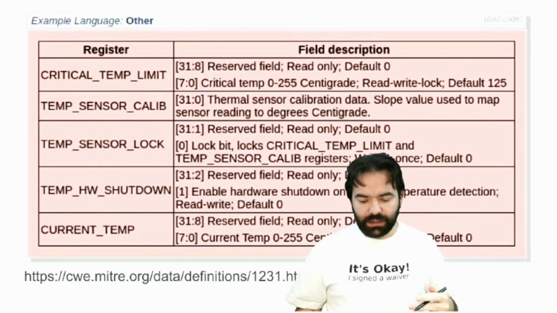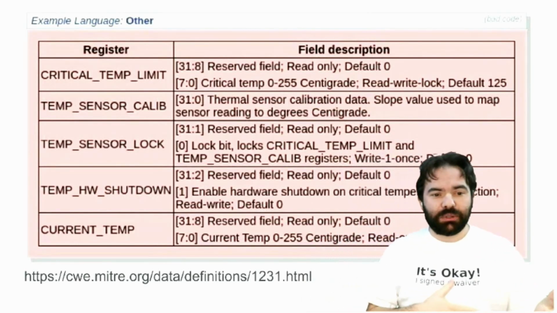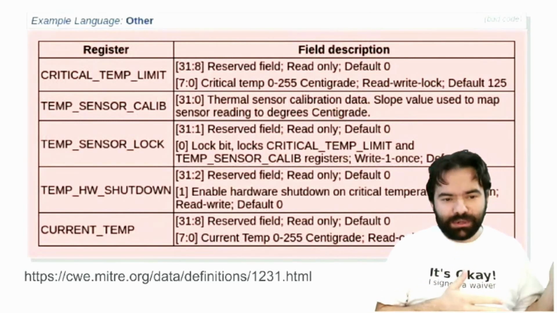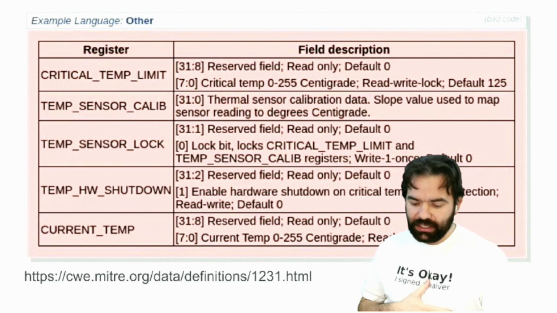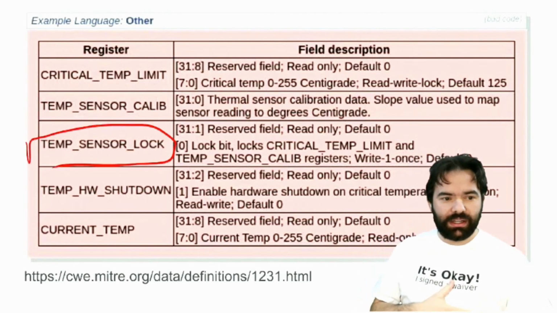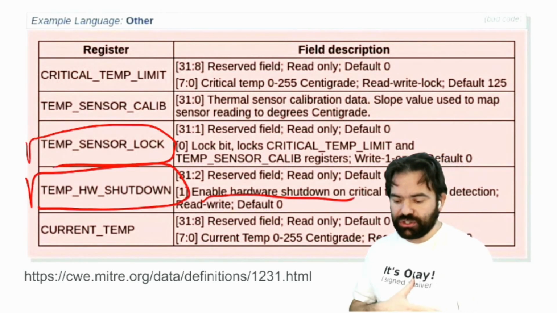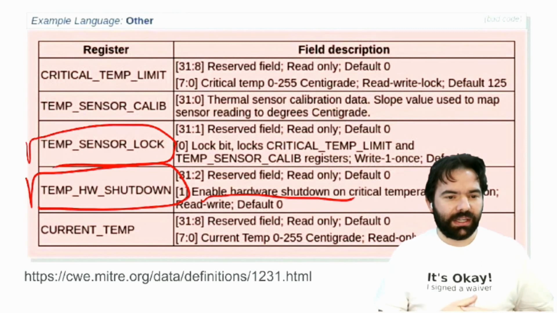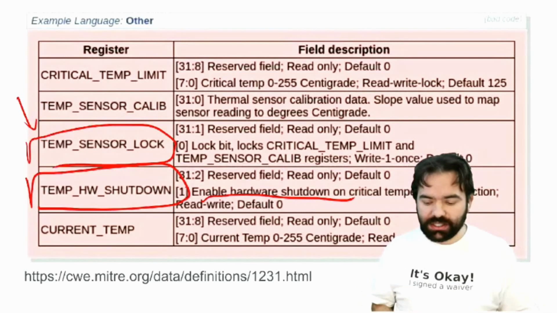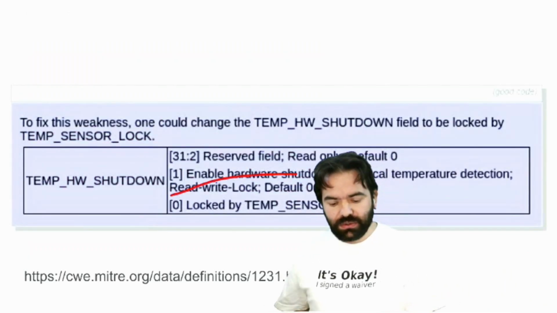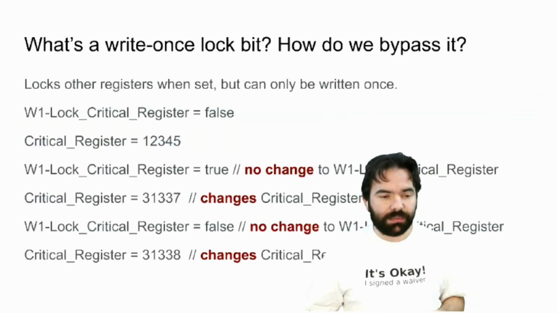But actually, let me go into a little detail here, an example. This is one of the published examples, which is great because I know some examples I probably shouldn't talk about, but when they're on MITRE's website, I can talk about them, right? So we have this temp sensor lock register, and we can lock it. And then we have this hardware shutdown register, which enables hardware shutdown on critical temperature detection. However, anybody can enable or disable this despite the fact that the sensor is supposed to be locked. So the vulnerability is that we need to make sure we lock the relevant register. Making sure you're locking the relevant things is pretty important.